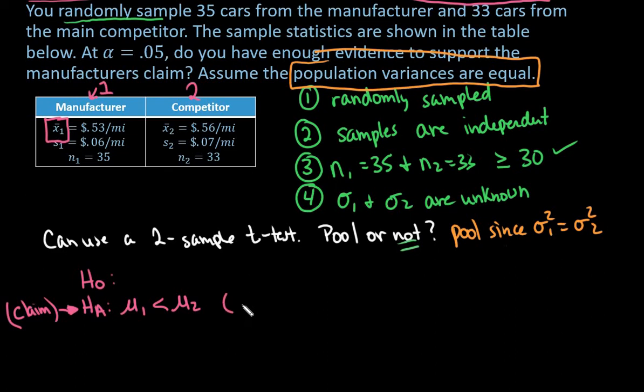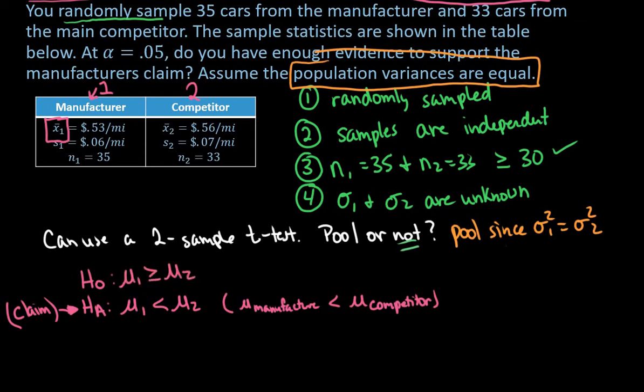So you could also write this as the mean of the manufacturer, like you could write it in word form. The mean of the manufacturer is less than the mean of the competitor. Or you could say the mu of the manufacturer is less than the mu of the competitor. So if you think you'll get confused by the 1s and 2, just make sure that you understand what you're representing here. Okay, the null hypothesis is always the opposite, so we would say that mu1 is greater than or equal to mu2.